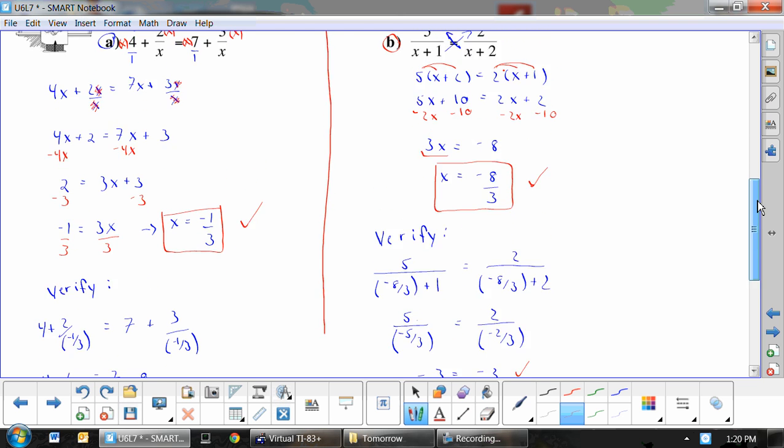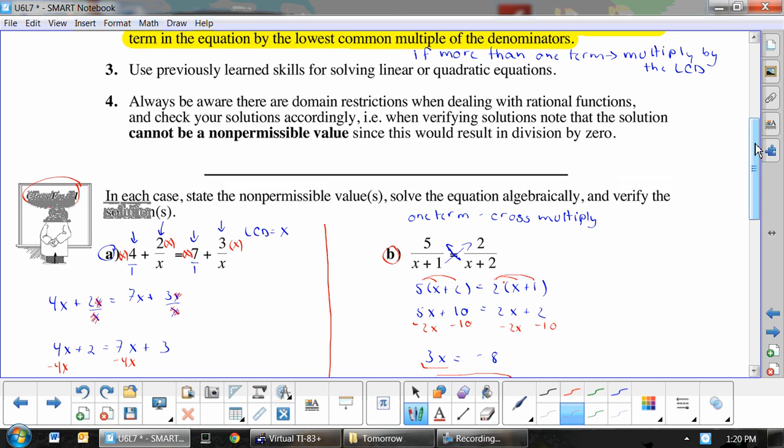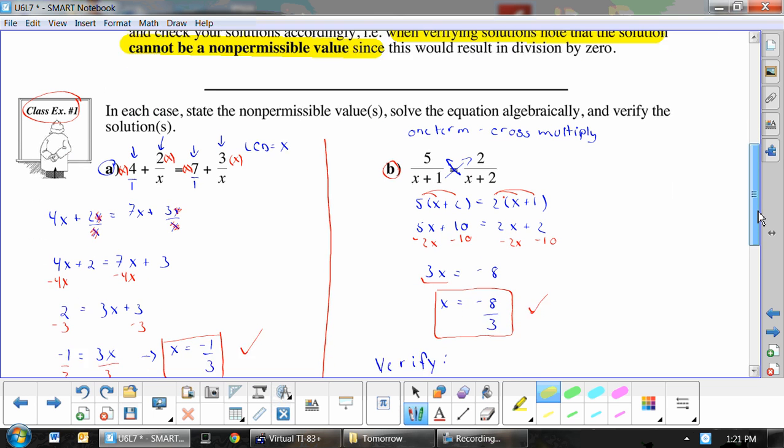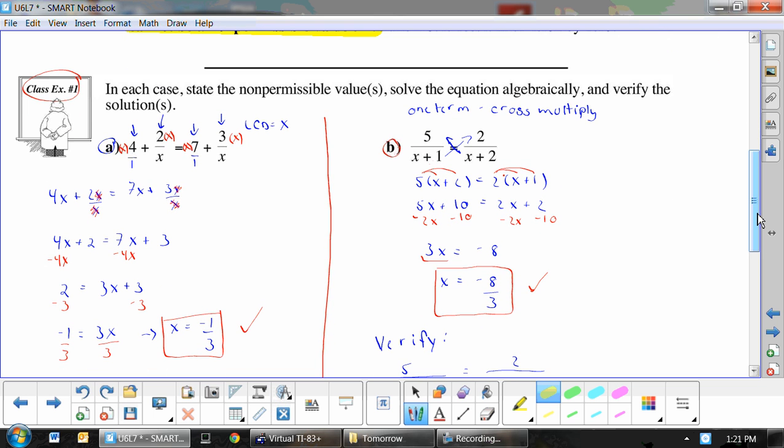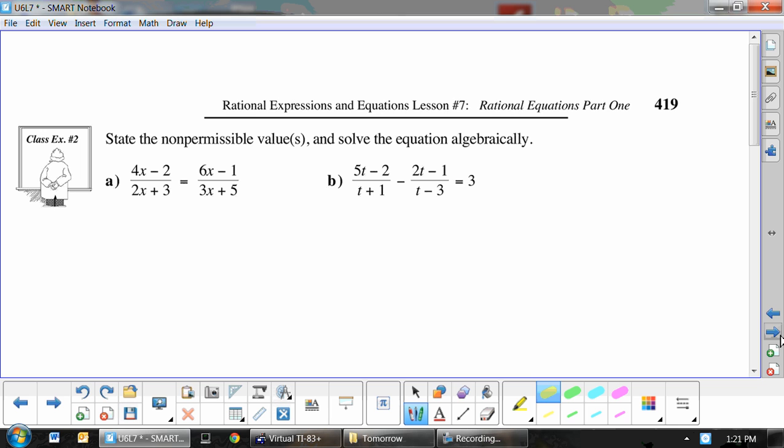Okay? So the one other thing to note is that you always want to keep your eye on your non-permissibles, because when you're verifying your solution, the solution cannot be a non-permissible. Okay? Because we already know, when we started this unit a couple weeks ago, we learned that x can be anything except those non-permissibles. So if you get a non-permissible as a solution, you should really be checking over your work. Okay? So that's a big hint to yourself that something has gone awry.